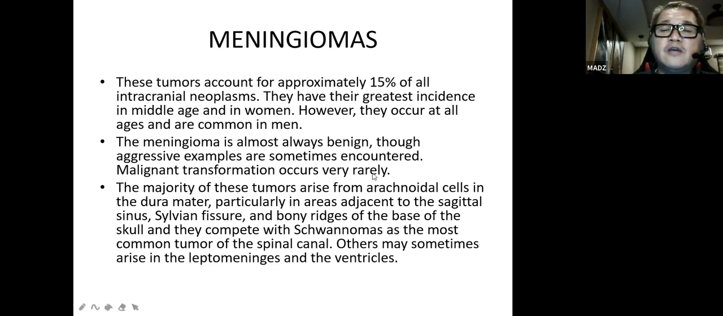Malignant transformation occurs very, very rarely. But I also saw one case of this. I can't forget, our oncologist in UST died because of this malignant meningioma. He was an oncologist. The majority of these tumors arise from the arachnoid cells in the dura mater, and particularly in areas adjacent to the sagittal sinus, the sylvian fissure, and the bony ridges of the base of the skull, and they compete with schwannomas as the most common tumor in the spinal canal. Others may sometimes arise in the leptomeninges and in the ventricles.